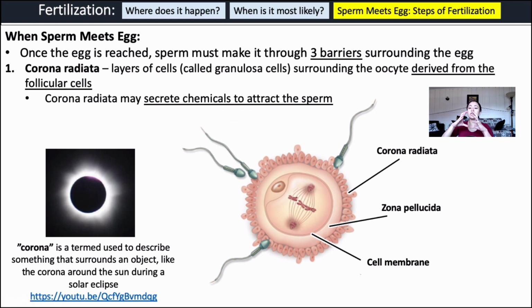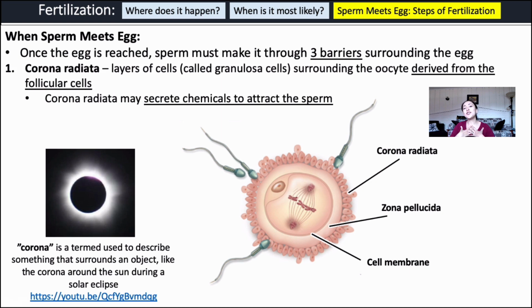So remember, the oocytes were developing in a sphere of cells called follicles within the ovaries. So some of those follicle cells actually stayed attached to the oocyte after ovulation. In some animals, we know the corona radiata actually secretes chemicals to attract sperm. However, this hasn't quite been demonstrated in humans yet.